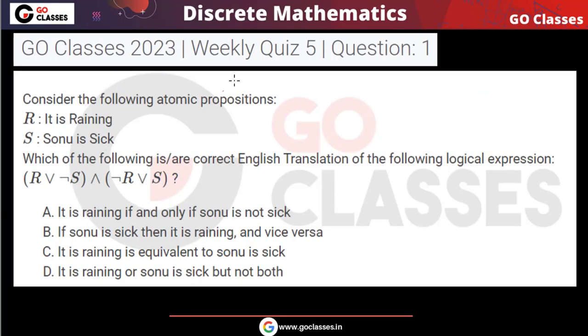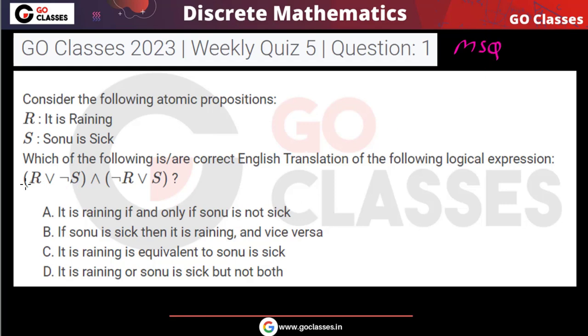This is the first question in weekly quiz 5, and this question is saying that consider the following atomic propositions. So two propositions are given to you. This r comma s, these are the propositional variables. R represents it is raining, s represents Sonu is sick. Which of the following is or are correct English translation of the following logical expression? This logical expression is given to us. So this is an MSQ question, meaning multiple options can be correct.